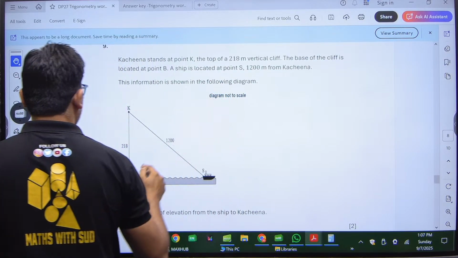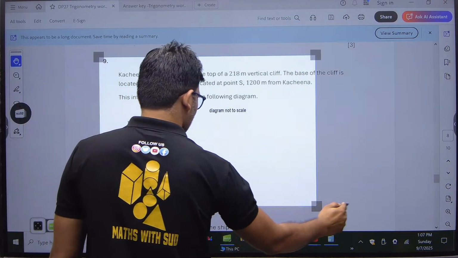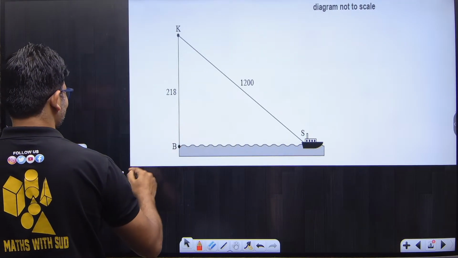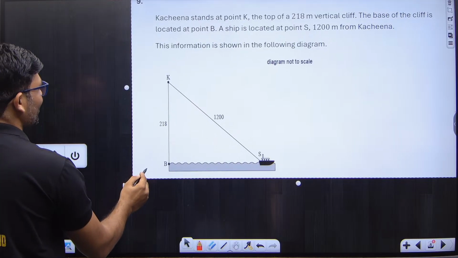Okay. Very beautiful name coming after camel. Katrina. Kachina. Wow. So you can beautify the name.